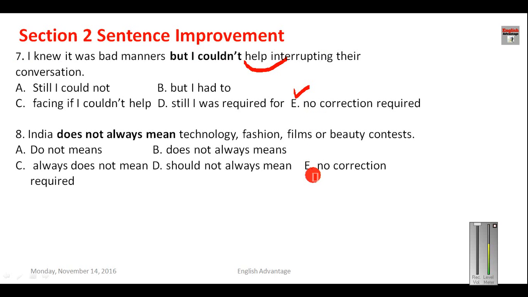Okay, India doesn't always mean technology, fashion, film or beauty contest. In this sentence, please tell me the answer. What will be the answer? If it doesn't require any correction, then your answer will be E. Now here your answer again will be E because it doesn't require any grammatical correction. Okay, doesn't always mean, some students may get confused in this option, but mind you, does not is never followed by a plural noun. After does not you must write a singular noun. So this is correctly written here. That is why your answer will be E.